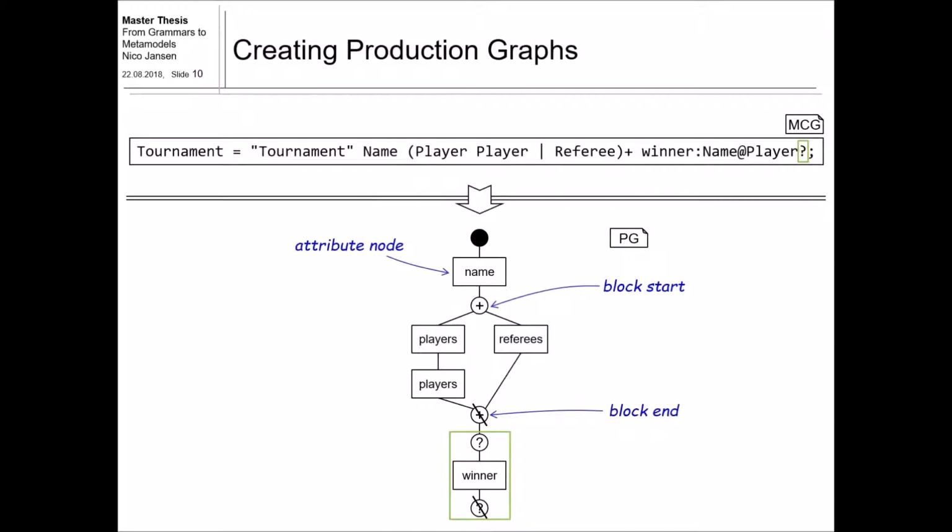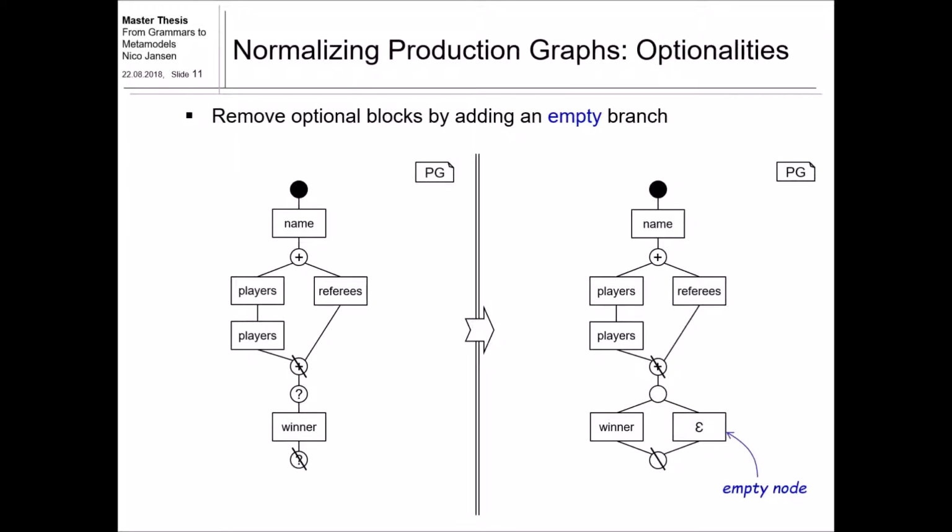Now the graph is completely created and ready for normalization. A normalized graph contains only attribute nodes and block nodes with a star cardinality. Therefore, the normalization steps include eliminating block nodes of default, plus, and optional cardinality. As first normalization step, we eliminate blocks of optional cardinality.